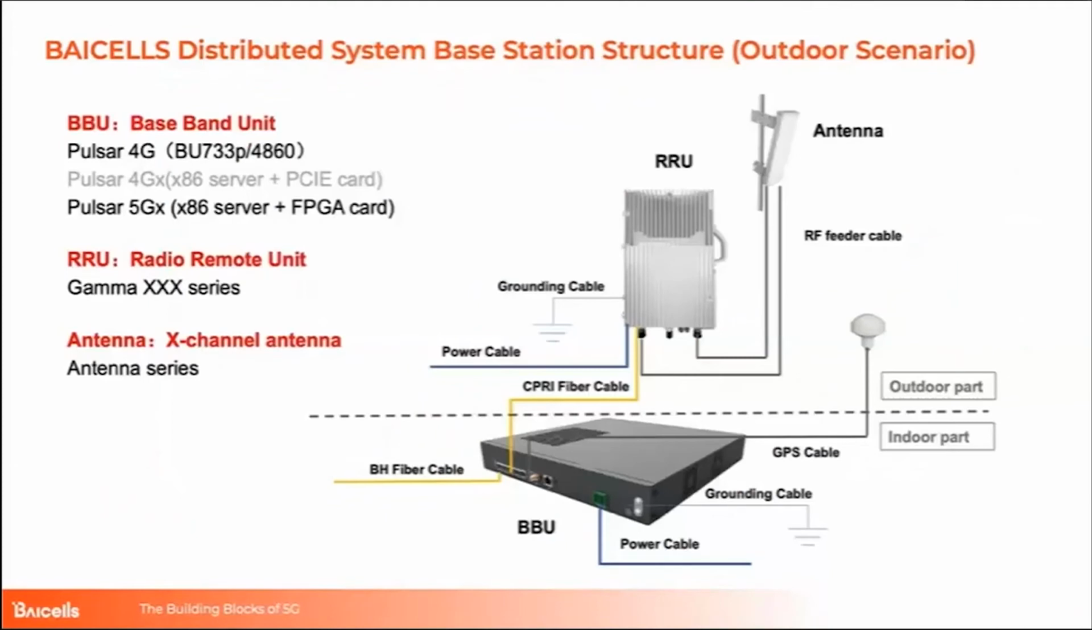This is a closer look at the BBU. Here's the BBU and here's the RRU. You have the fronthaul, which could be CPRI or eCPRI fiber, or we also have products with Ethernet. The GPS connects directly to the BBU itself, and of course the antenna connects to the RRU. So this is how the 5G gNode B looks in real life.